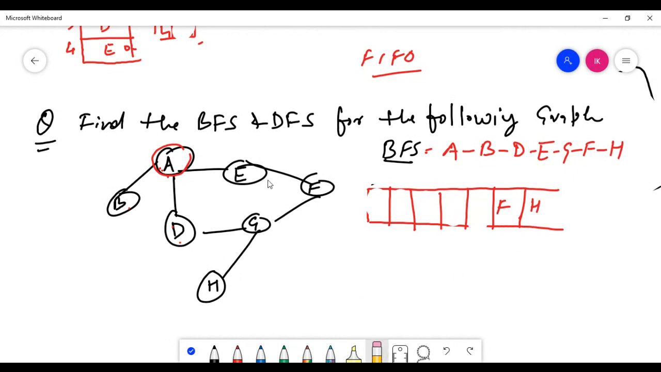Next is F. F adjacent is E and G. E and G are finished. Okay, F adjacent is E and G. F is also finished. H. H adjacent is G, so H is also finished. A B D E G F H.